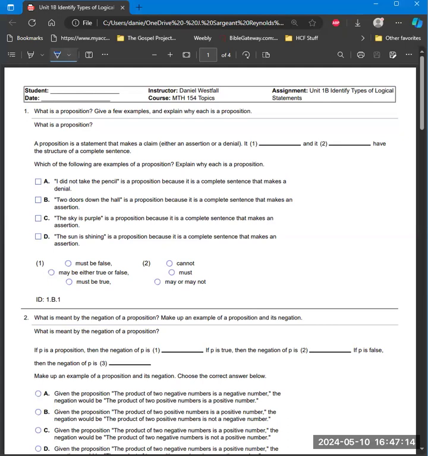In this video, we're going to identify types of logical statements from Unit 1B. What is a proposition, and give a few examples and explain why each is a proposition. So first, what is a proposition?